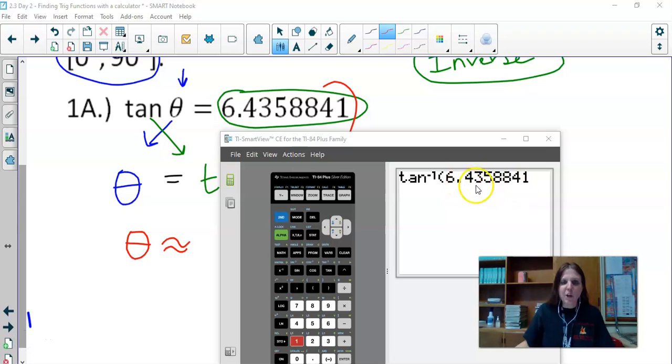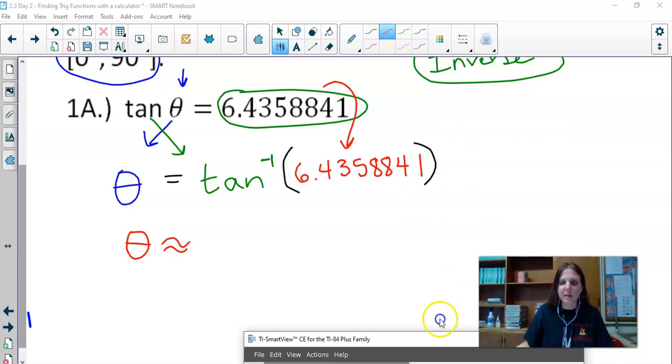I always like to double check it before I hit enter just to make sure you didn't make any typos. Press enter, and then we're going to round this answer off to 6 decimal places. So 81.168.